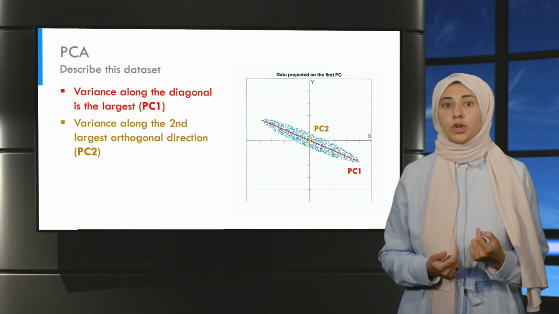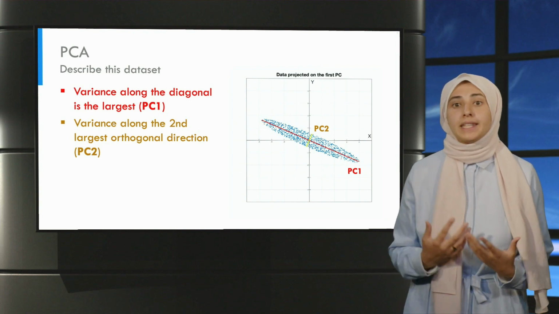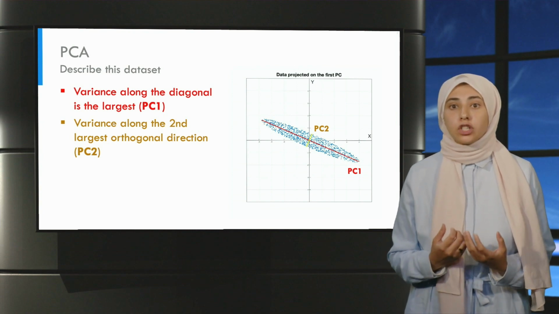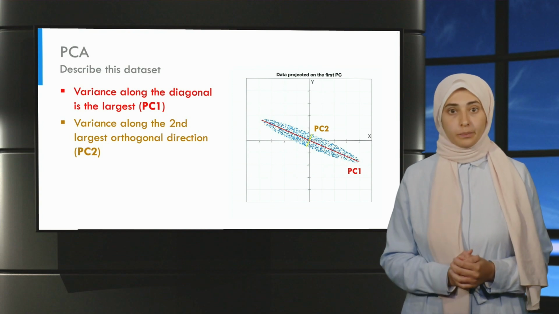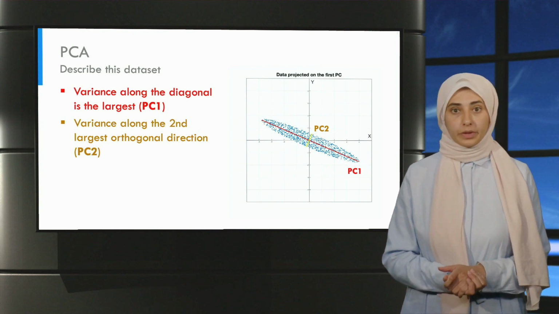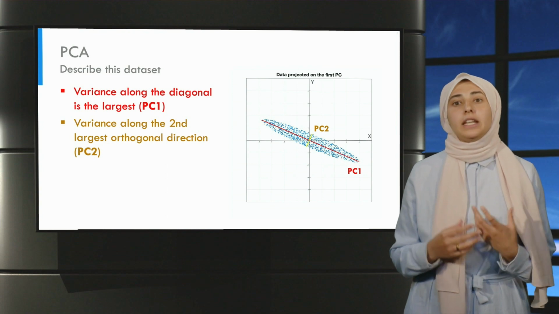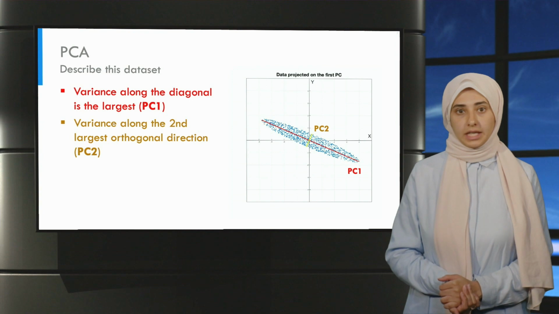PCA will also return the perpendicular direction, which contains PC2, or the second principal component. That is the orthogonal direction to PC1, or the perpendicular direction to PC1, that contains the second largest variance in the data. Since the data is originally in 2D, we do not have any more orthogonal or perpendicular directions that might contain variances of the data.